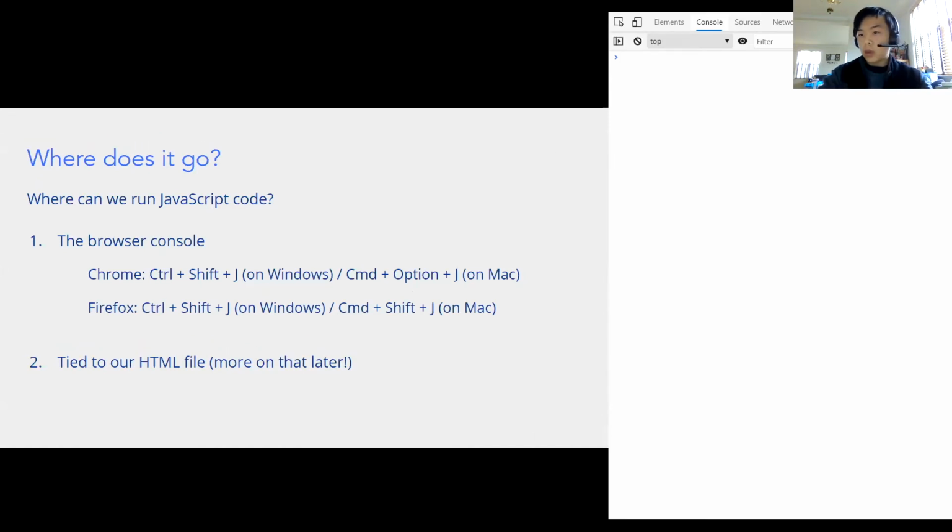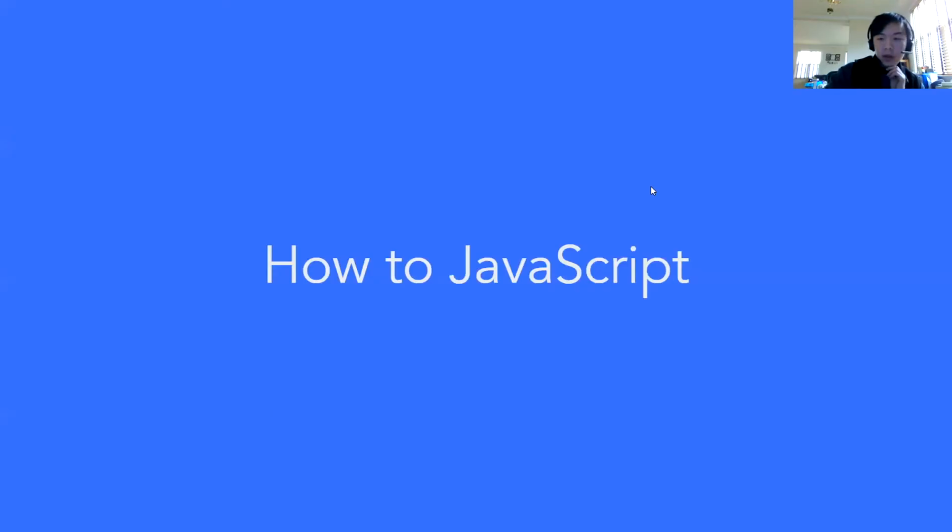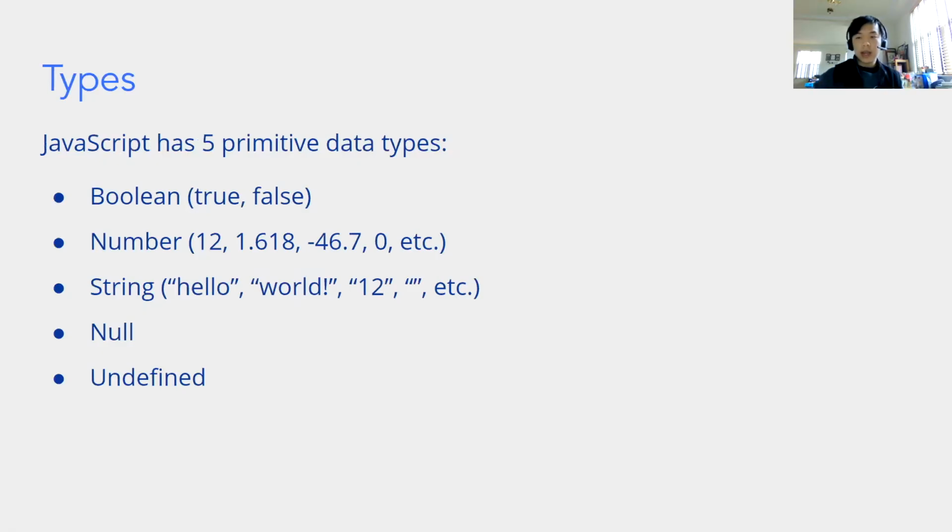The other way we can run the code is tied to our HTML file, which we'll see how to do later on. But before that, we'll just jump into the pure JavaScript side of it, how we actually get stuff to happen in JavaScript. To start off, JavaScript has 5 primitive data types.